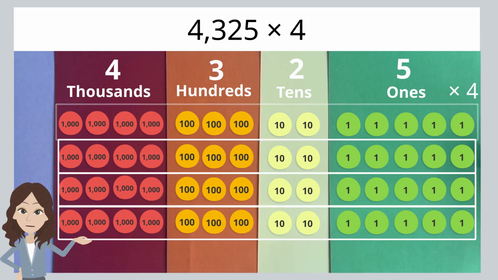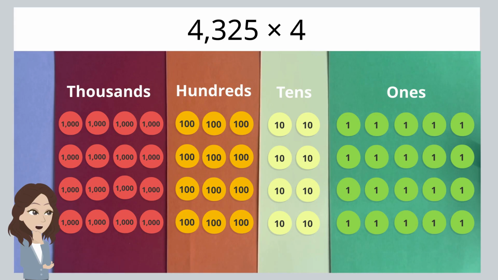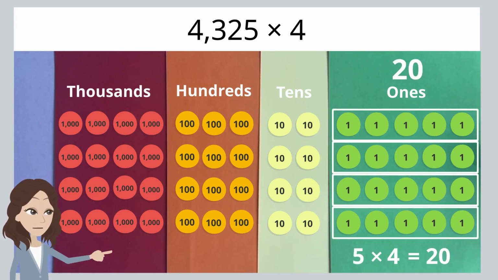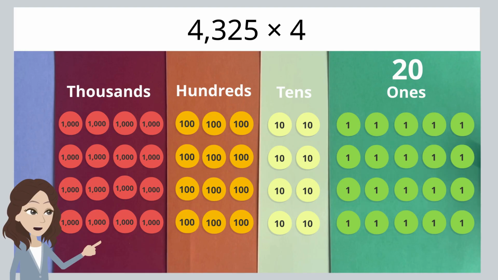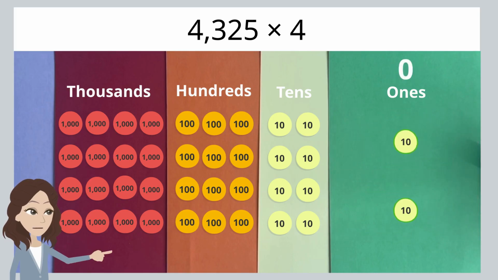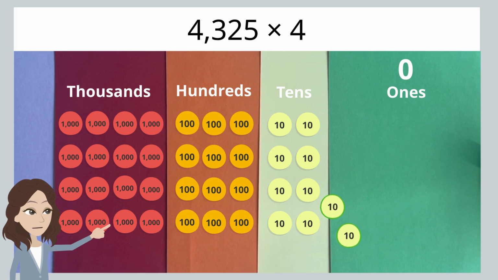4,325. How many ones are there? 5 ones times 4 is equal to 20 ones. Each group of 10 ones can be regrouped to form one 10. So, we can regroup 20 ones to form 2 tens. Then, we move the 2 tens to the place value column for tens.